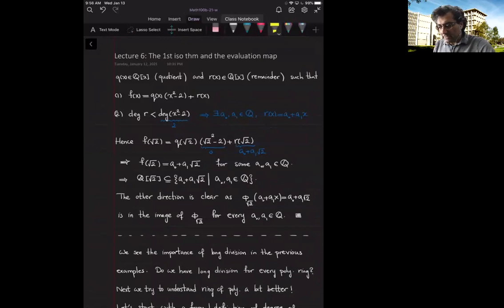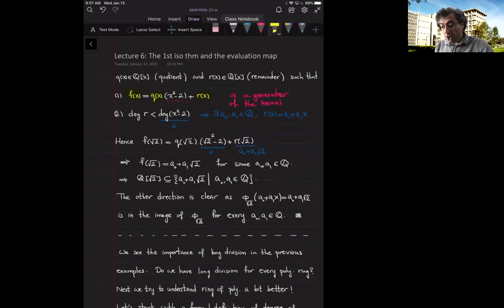Okay, so this means I take this polynomial, I get a quotient, and I get a remainder when I divide it by x squared minus 2. And this is chosen because this is a generator of the kernel. Okay, so in future examples, this will be replaced by a generator of the kernel.